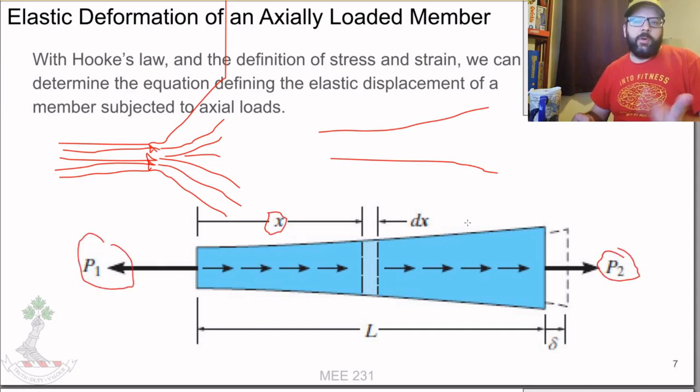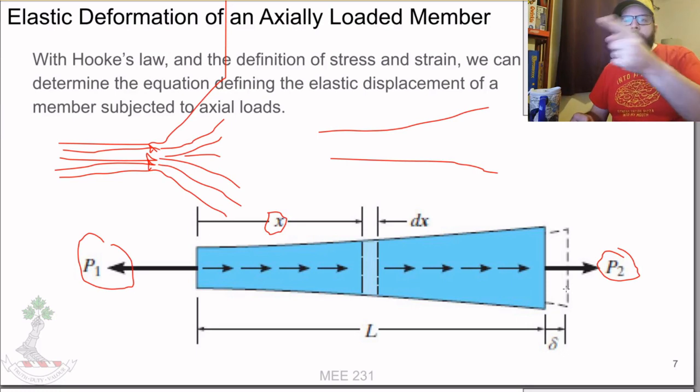P1 equals P2, obviously, since we're in equilibrium here. Actually, wait, no. Sorry, I'm jumping the gun here. We've got loads applied to it, and that load might vary because there may be some distributed load applied to it. But at the end of the day, we're going to get some sort of stretching here, some sort of stretch delta.